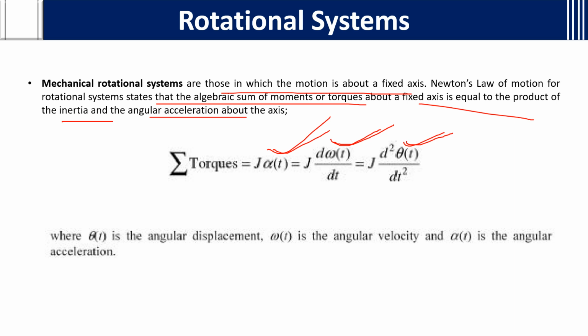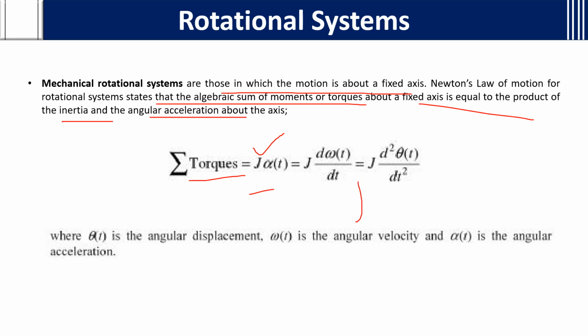In the translational system, we denote displacement by x, velocity by v and acceleration by a. Whereas in the rotational system, angular displacement is denoted by theta, angular velocity by omega and angular acceleration by alpha. You need to remember this also. In rotational systems it is in terms of torque or moment. Torque, which we can represent by T, is equal to the moment of inertia J into alpha of t, the angular acceleration.